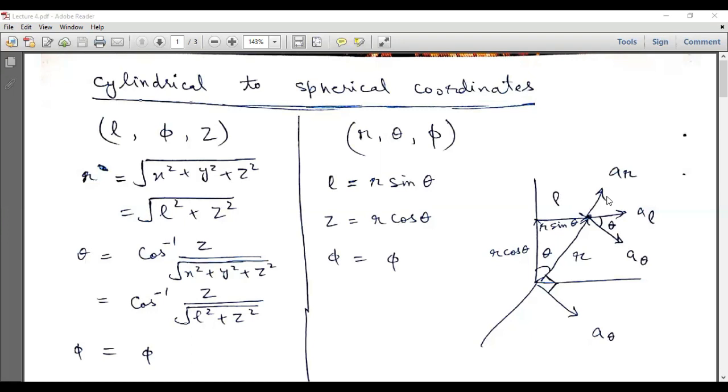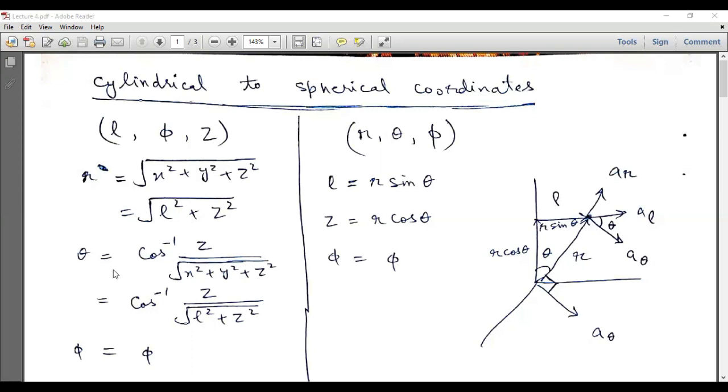So in cylindrical coordinate system, we have three components, rho, phi, and z. In spherical coordinate system, we have three components, r, theta, and phi. And we know that r is equal to the square root of x square plus y square plus z square. And we also know that x square plus y square is equal to rho square. So we can write r is equal to the square root of rho square plus z square. So this is one expression, and it is giving transformation from cylindrical variables to r. So r is the spherical variable.